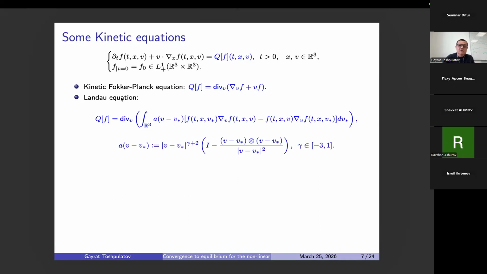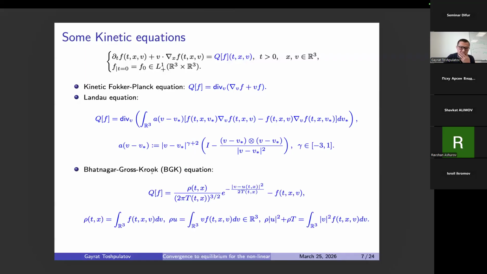Another model was given by Landau. If Q is given by this integral operator, here we have a divergence with respect to V, and A is some function given by this form, which can have a singularity depending on this gamma. And yes, we have this gradient of V. And this equation was obtained by Landau to model Coulomb interaction of the particles.